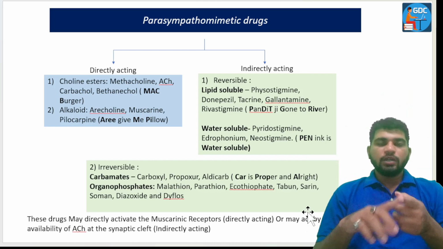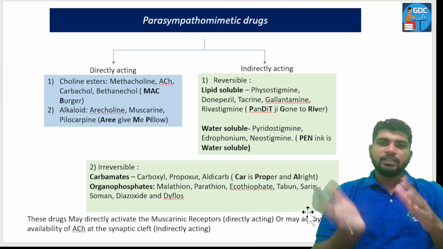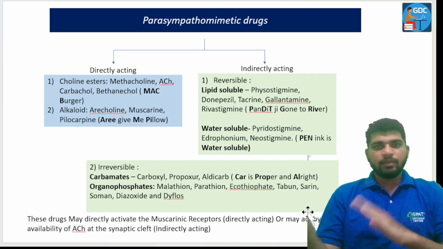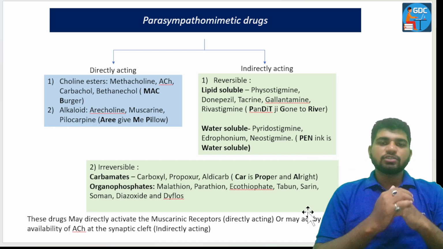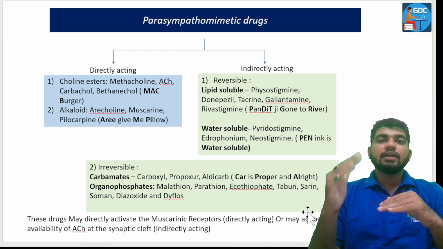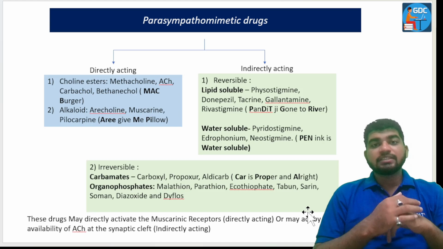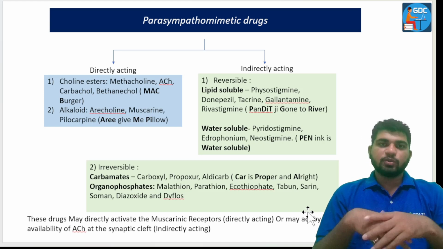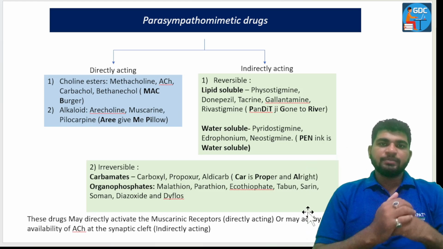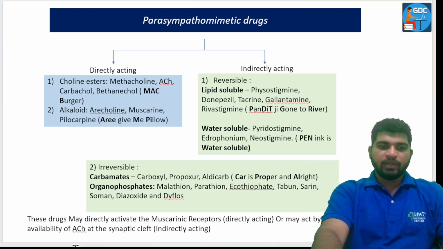So the directly acting do what? In the case of directly acting, they just directly act on the receptors, whether it is a muscarinic receptor or a nicotinic receptor. But in the case of indirectly acting, these drugs inhibit the enzyme which is responsible for the hydrolysis of acetylcholine. That enzyme is acetylcholinesterase. Inhibiting it ultimately leads to an increase in the availability of acetylcholine in the synaptic cleft.